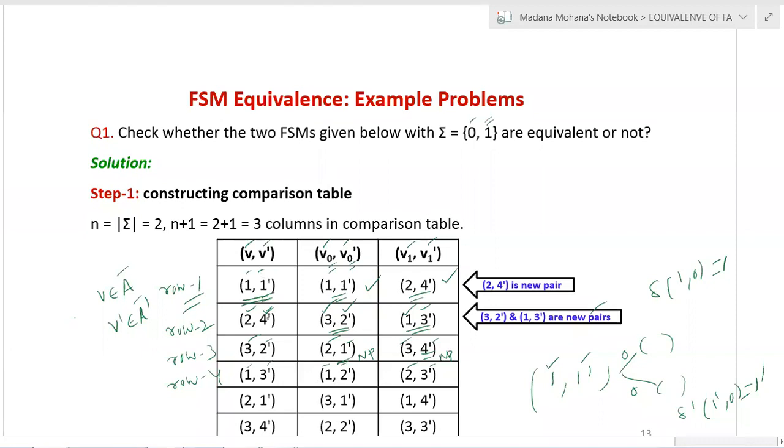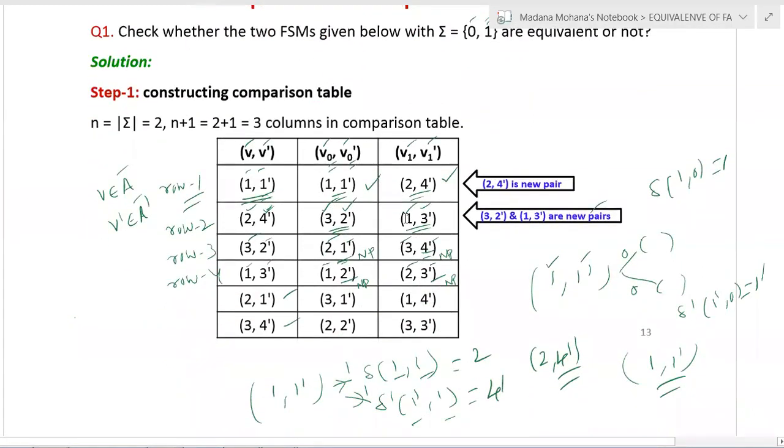So you only have to check column 1. If that pair has already occurred, no need to take it. If it is new, you can take it. Now 1 comma 2 dash is again a new pair, and 2 comma 3 dash is also a new pair. So now again you can take 2 comma 1 dash, then 3 comma 4 dash. Then again you can find out their transitions. On 0 and on 1, the new pairs are 3 comma 1 dash, 1 comma 4 dash. Now again 2 comma 2 dash, 3 comma 3 dash.